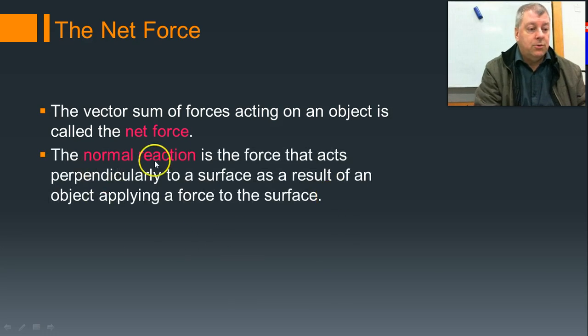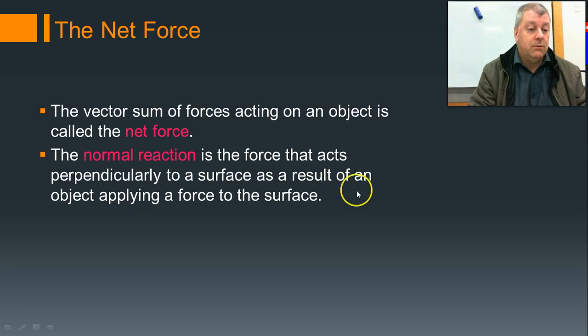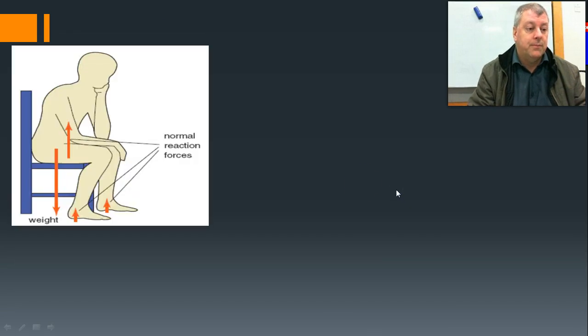So now, the normal reaction is the force that acts perpendicular to a surface as a result of an object applying a force to that surface. So if I put a book on a table, the normal reaction force is the table pushing back perpendicular to the surface of the table. Let's have a look at a few of those examples.